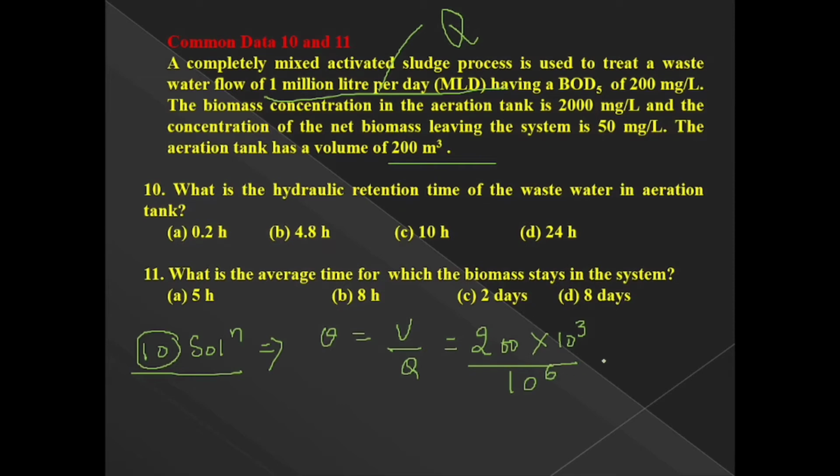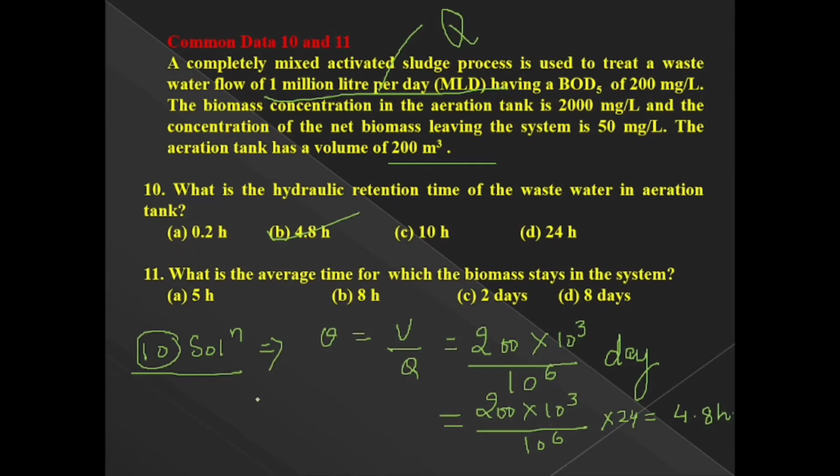So this hydraulic retention time will come in day units. If you want to convert into hours, because all the options are given in hours, you have to multiply it by 24. So 200 into 10 to the power 3 whole divided by 10 to the power 6 multiplied by 24 is equal to 4.8 hours. So option B is correct.